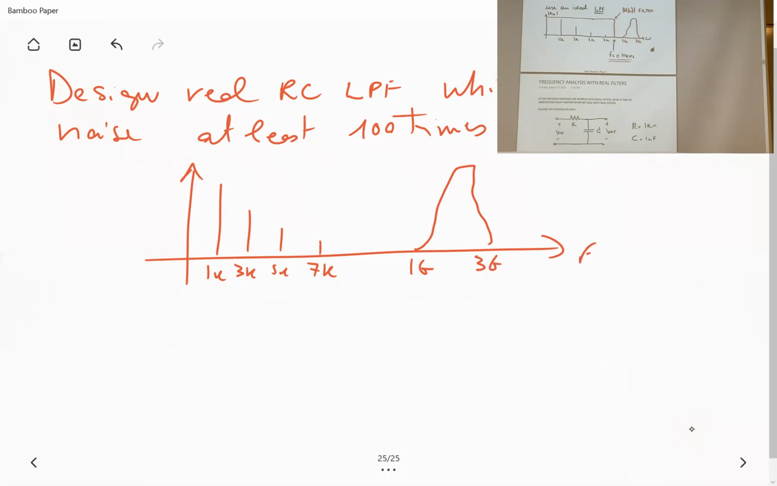And we want to design a filter which attenuates the noise at least 100 times. This means practically that the frequency response where the noise starts should be at least 0.01, because you want to attenuate 100 times. Of course, then the frequency response decreases, so at higher frequency you will have higher attenuation. But any idea where the cutoff frequency should be? 10 MHz. Someone says 10 MHz. In Zoom, I have 10 kHz.